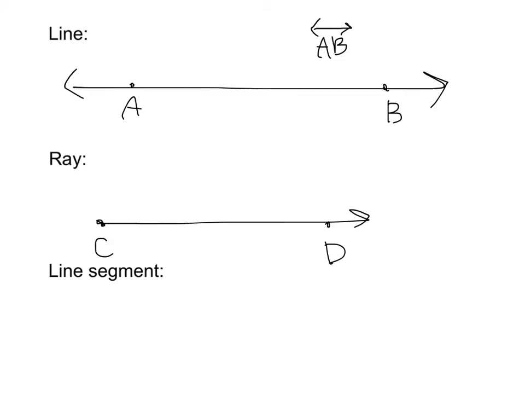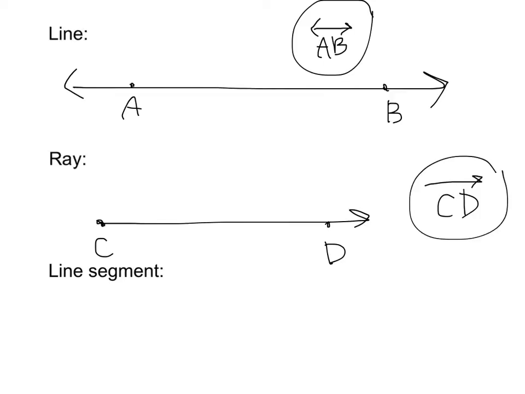Okay? And if this is how we call lines, how do you think we call rays? Well, it's very similar, except you only have an arrow on one side, and the other side no arrow, and then you write the 2 letters. So this is called ray CD. Okay.